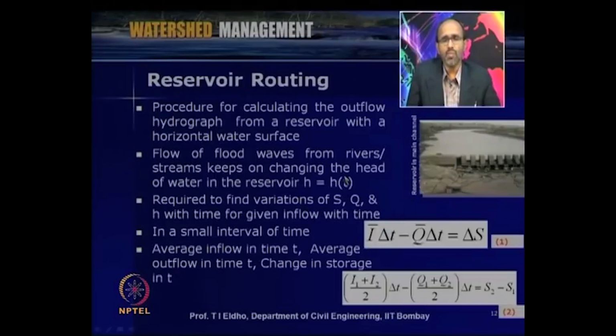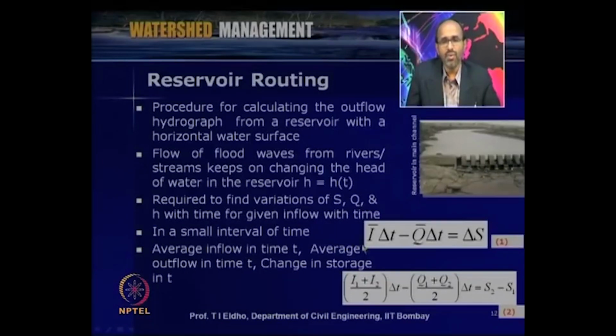So, if we consider a small time interval, here again we can use the continuity equation. We can write the inflow I into delta T minus outflow Q into delta T is equal to the change in storage delta S, equation number 1. If we consider a small time interval, say a few minutes, then inflow into delta T minus outflow into delta T is equal to the change in storage delta S.